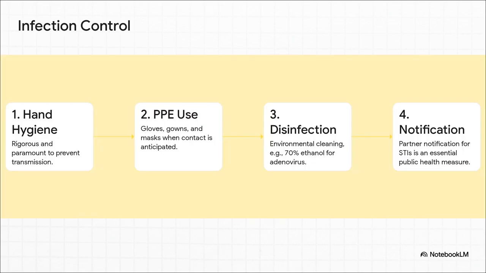These 4 steps are really the pillars of infection control. It's a mix of universal precautions like obsessive hand washing and using PPE, along with more specific actions like disinfecting surfaces and, crucially, making sure partners get notified for STIs.